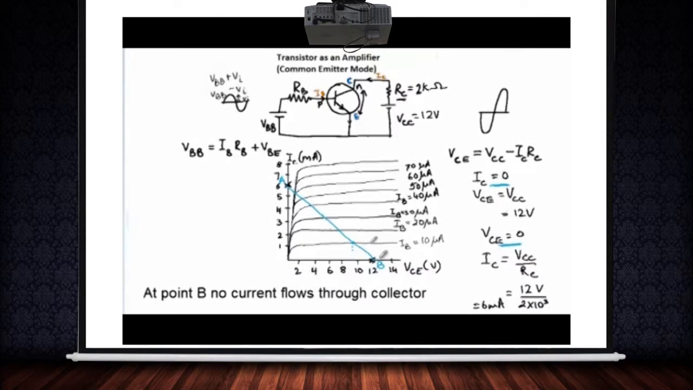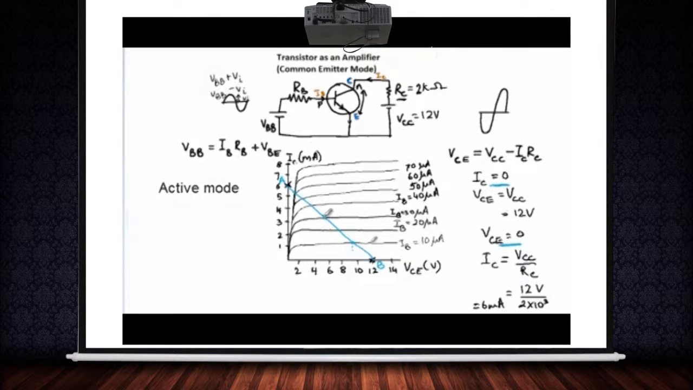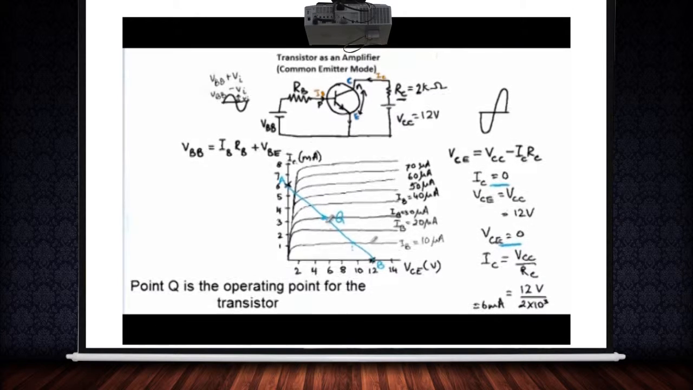So you can see that there are two extremities. At A, it is in saturation mode, and at B, it is in cutoff mode, and in between the transistor is in active mode. Now we will choose a point which is roughly somewhere close to the midpoint of this line, and this Q point is called the operating point for our transistor.